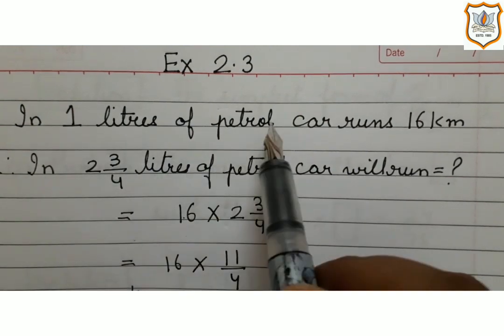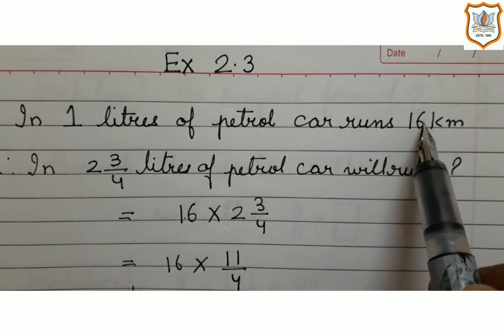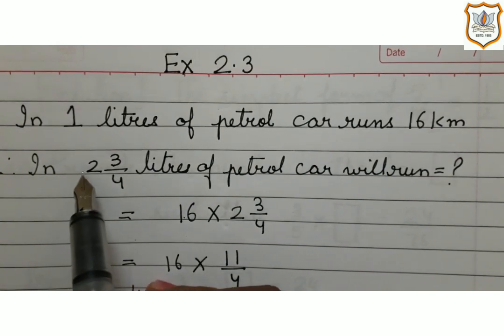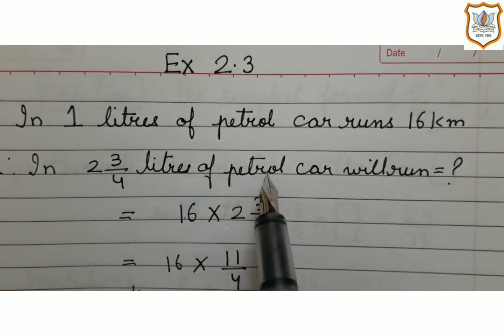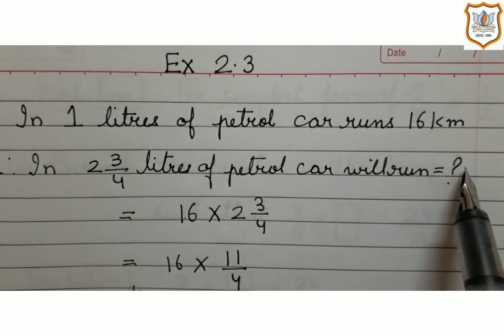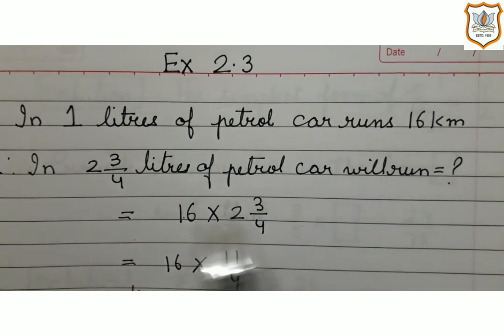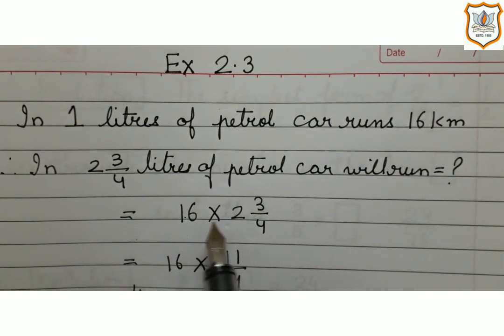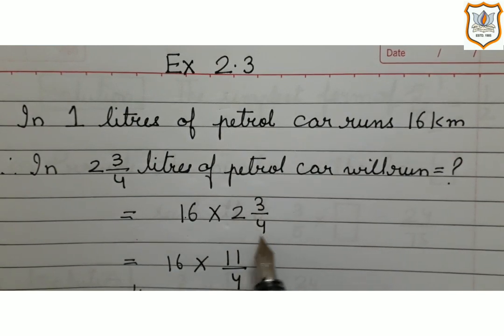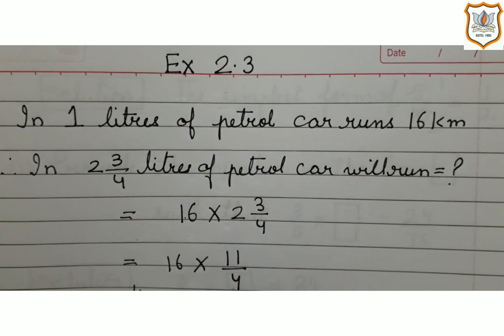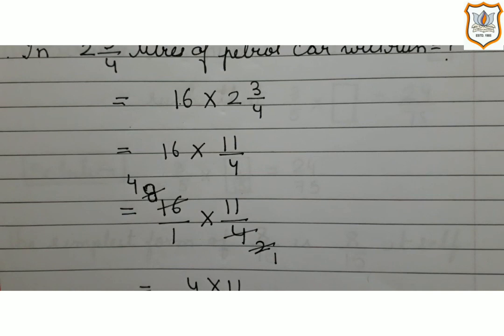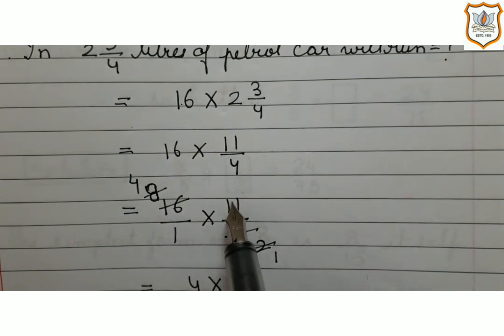In 1 liter of petrol, the car runs 16 km. Therefore, in 2 integer 3 upon 4 liters of petrol, how many kilometers will the car run? That we have to calculate. That is equal to 16 into 2 integer 3 upon 4. This is a mixed fraction and we will convert this mixed fraction into an improper fraction. So 4 2s are 8, 8 plus 3 is equal to 11 upon 4, that is 16 into 11 upon 4. Now 16 upon 1 into 11 upon 4.